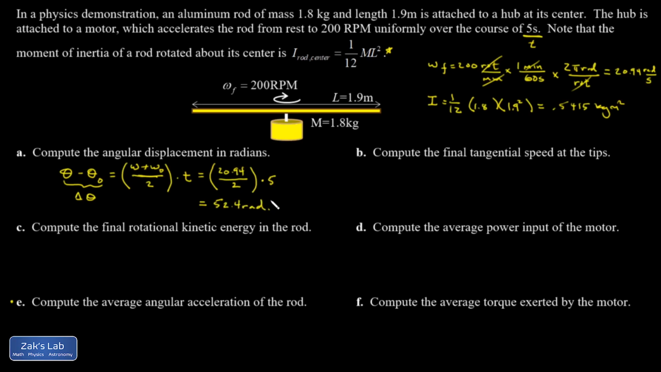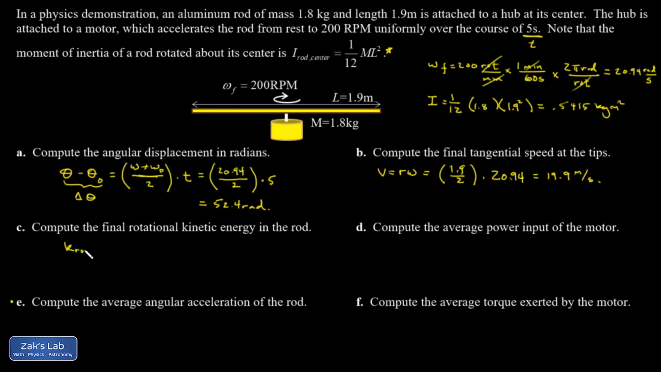In part B, I want to find the final tangential speed at the tips of the rod. So one of those tips is coming at us and one is going away from us. And those are at the edge of a rotating rigid body, so I use the formula v equals r omega for that. And the radius is going to be half the length, so 1.9 over 2. And omega, 20.94. And when I get a number on this, it is 19.9 meters per second.